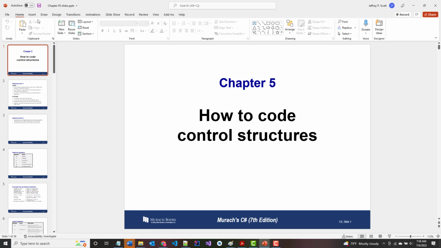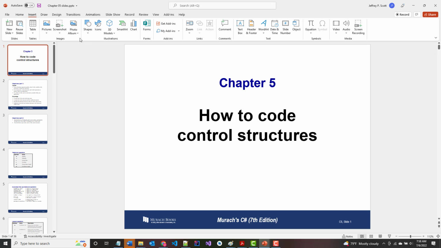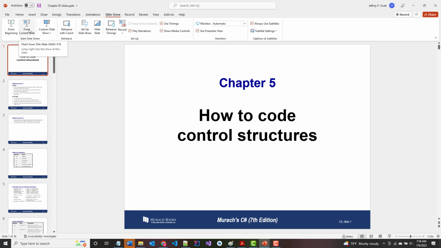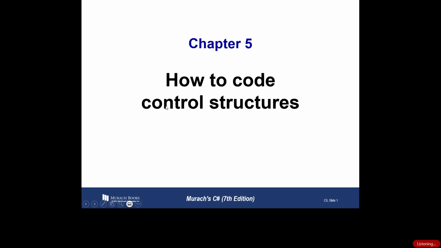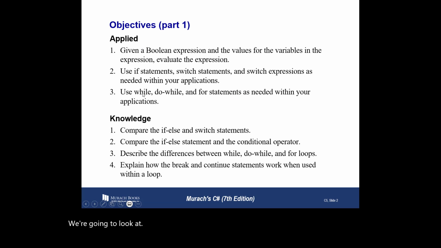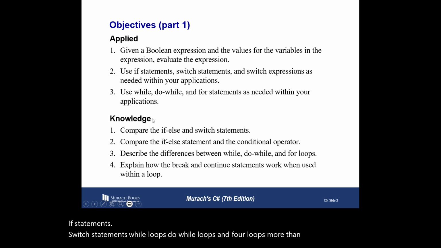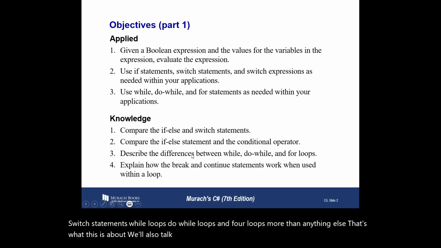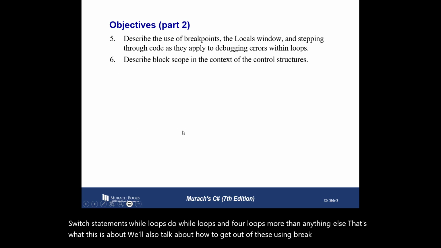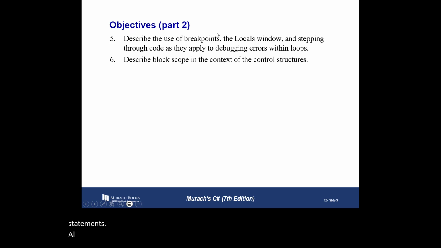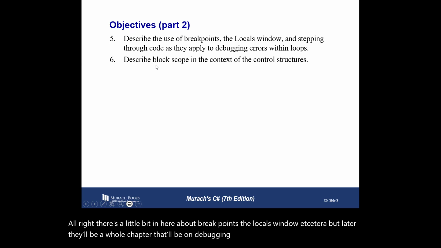As always, we start with our cover page, which is how to code control structures. In this chapter, we're going to look at if statements, switch statements, while loops, do-while loops, and for loops. More than anything else, that's what this is about. We'll also talk about how to get out of these using break and continue statements. There's a little bit in here about breakpoints, the locals window, etc., but later there'll be a whole chapter on debugging. Finally, a little more on block scope.